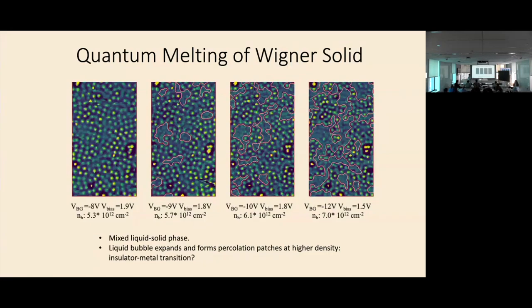practical criterion. We can see that when we increase the density, first there are small bubble regions where the liquid phase emerges. When you increase the density, they expand. And when you increase the density more, they start to form a percolation pathway. So maybe the solid to liquid change, at least in this disordered system, is like a percolation formation process. But there is certainly a pretty large density range where you have a mixture of liquid and solid behavior.